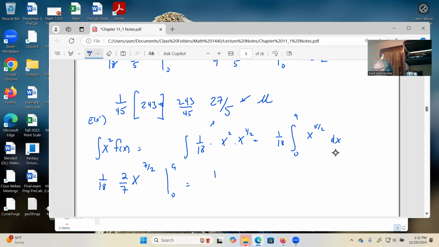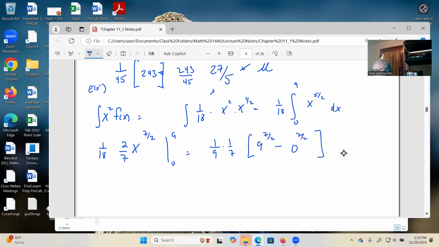And this is going to be 1 over 2 cancels with that 2, so we end up with a 1 over 9 here, times 1 over 7. And then we have our 9 to the 7 halves minus 0 to the 7 halves. Okay, so this is 1 over 63, times whatever 9 to the 7 halves is. I'm sure that is a very nice number. Actually, I know it's a very nice number because we calculated it out before, and we said that this is going to be, what do we end up with?